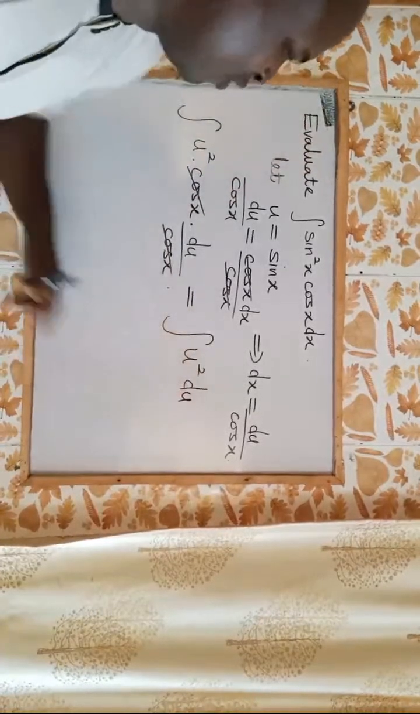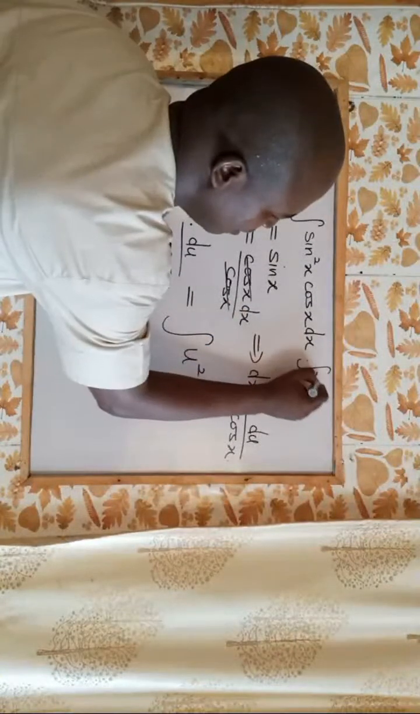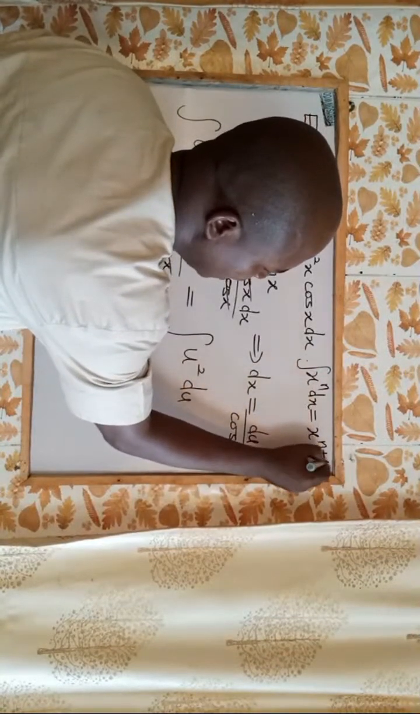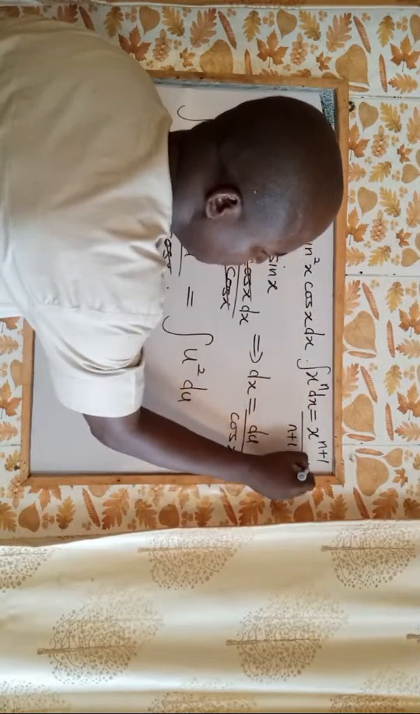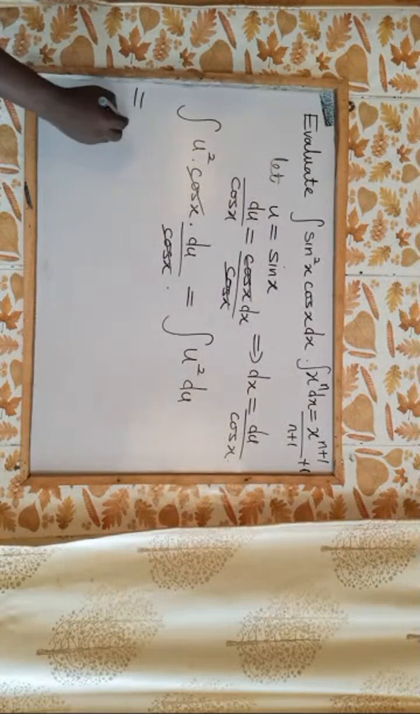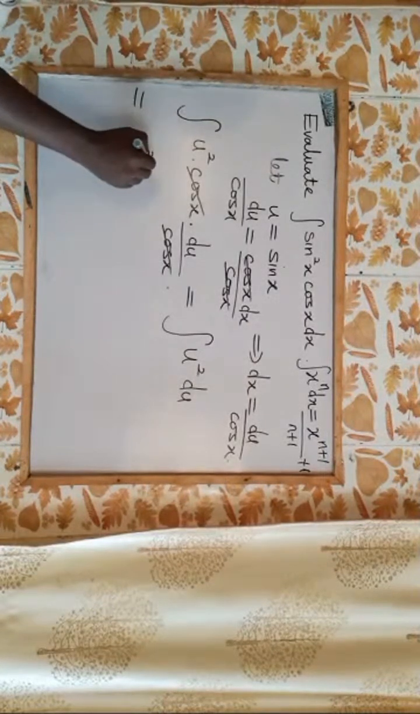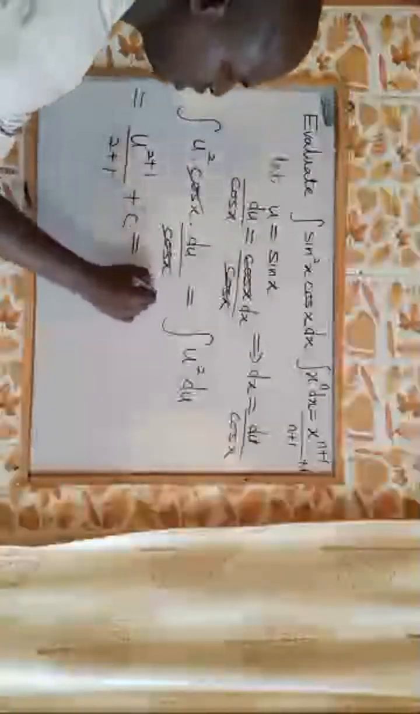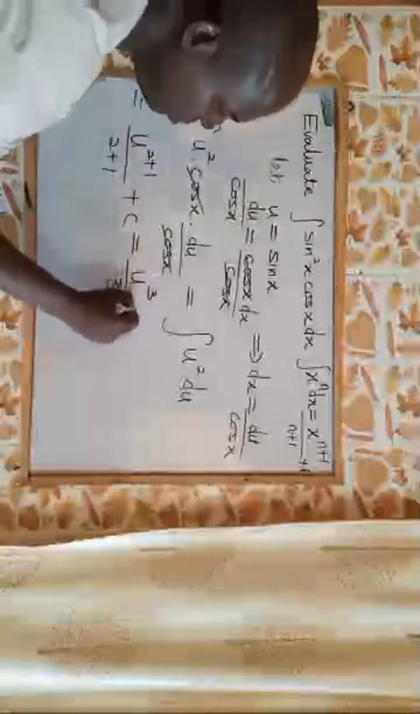Then I can now integrate this. If I integrate this, the general formula for integration is x^n dx to be equal to x^(n+1) all over n+1, then plus c. This is the general formula for integration, and that is exactly what I'm going to use here to simplify this further. So if I simplify this, I'm going to have u^(2+1) all over 2+1. Then I can have here now plus c. So my answer now will be u^3 all over 3 plus c.